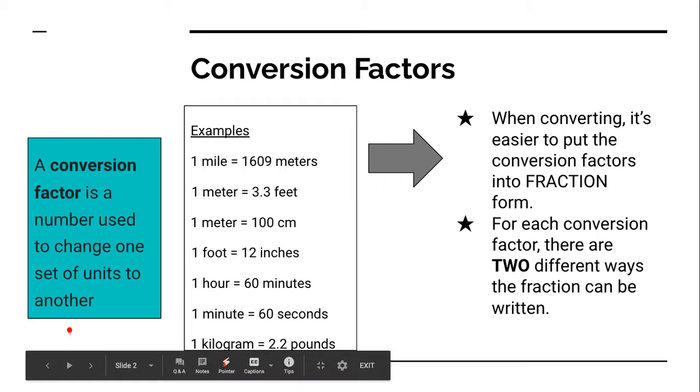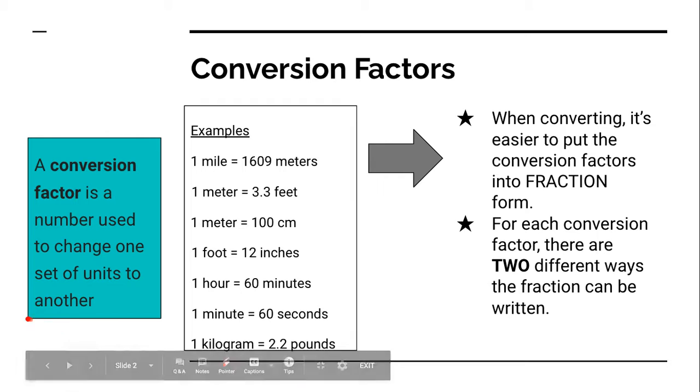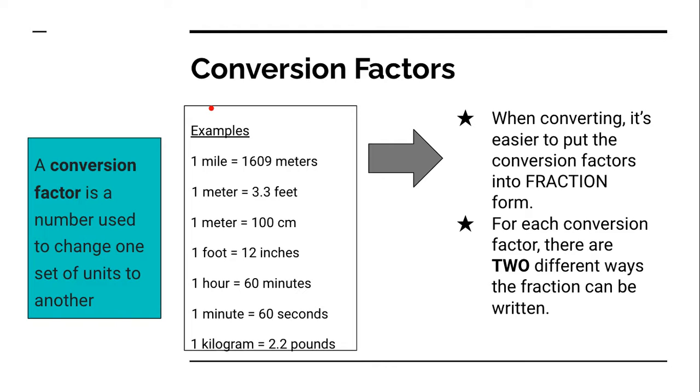So on the left side here, I gave you an idea of what that means. A conversion factor is a number used to change one set of units to another. Over here in this box in the middle, I gave you a list of examples of different types of conversion factors. 1 mile is the same thing as 1,609 meters. So that's a conversion factor.